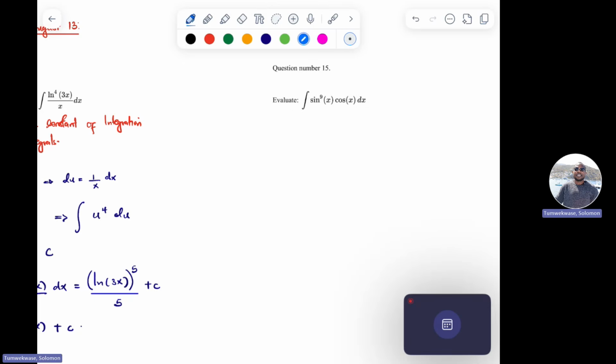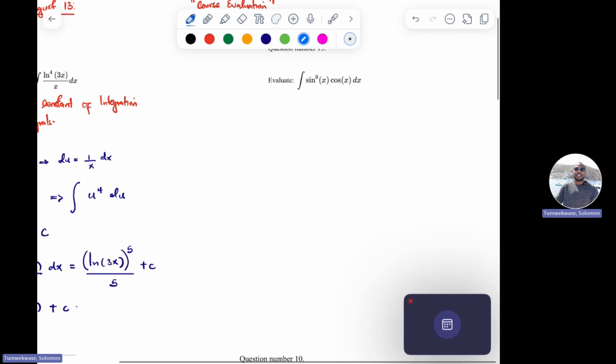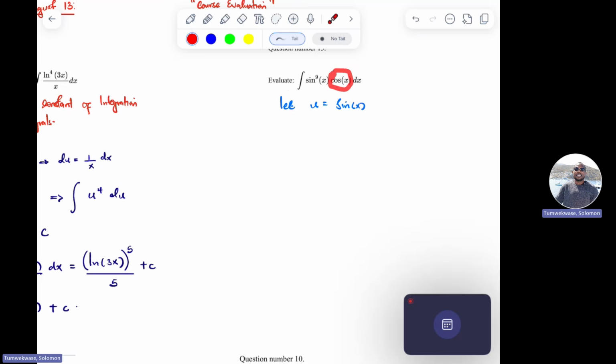In question 15, we have the integral of sine to the power 9 of x times cosine x. I let u be equal to sine of x, because when I differentiate sine, I get a cosine, and therefore it will cancel this cosine here. One may say, but when I differentiate cosine, I get negative sine, so one sine can cancel. That's right, but only one sine can cancel, and therefore you will remain with a sine to the power 8.